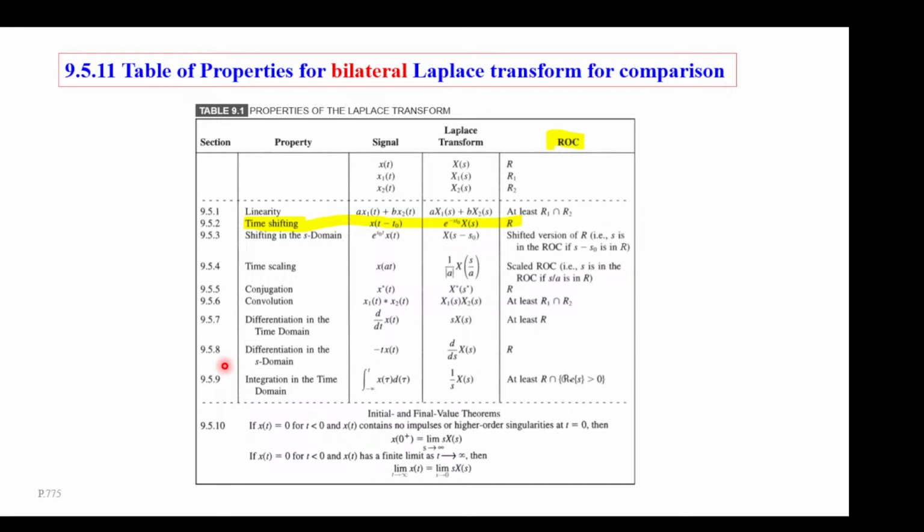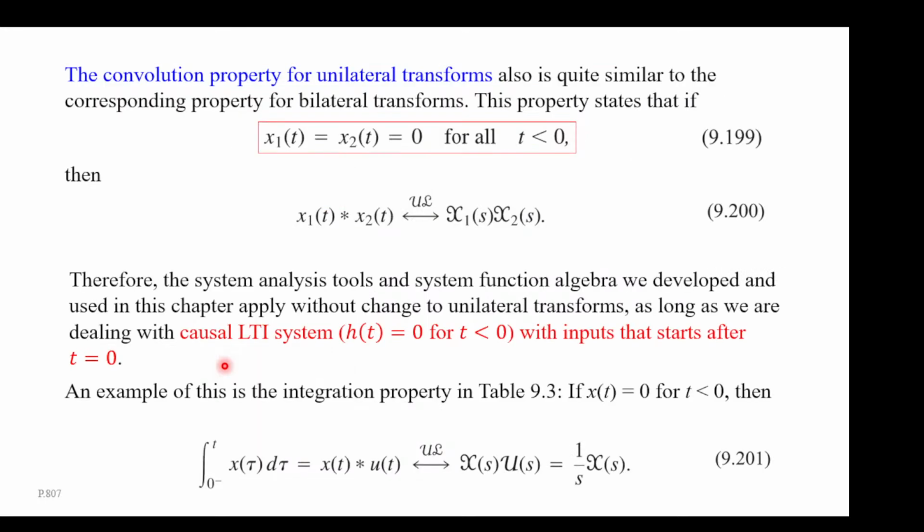And no question, then let's go to the next one. So we have the convolution property. Let's talk about it. The convolution property for the unilateral Laplace transform is very similar to the bilateral Laplace transform one, but we need this extra condition. We need x1 of t equal to x2 of t equal to 0 for t less than 0. So they need to start after t equals 0.